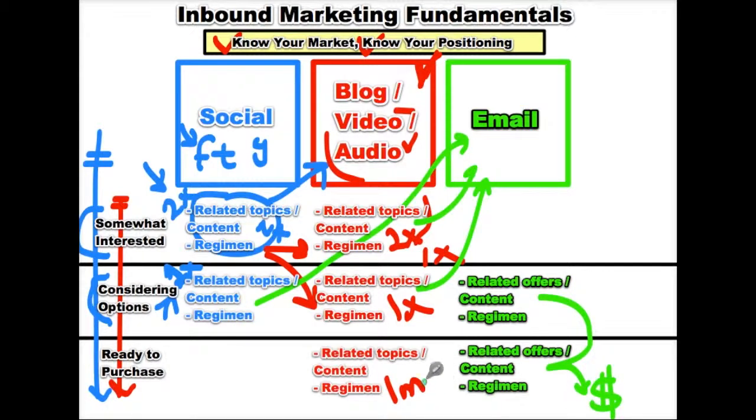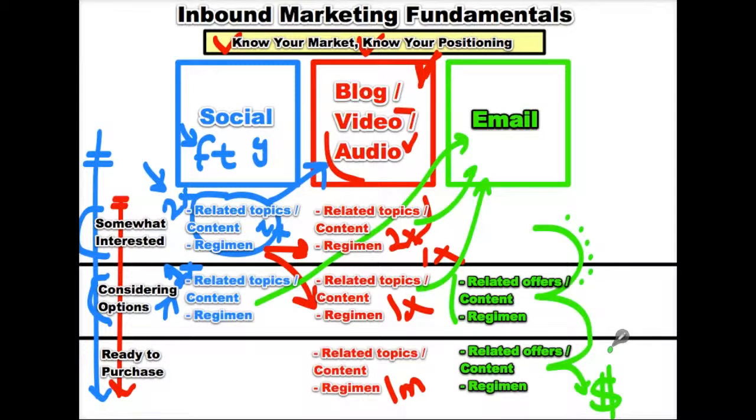So if we have some kind of opt-in that lets folks get a free nutrition guide, and they're now considering options in sort of the nutrition space, or maybe they're somewhat interested in the nutrition space, we'll need some kind of an autoresponder sequence, some kind of an automated email sequence that's going to take those folks, drip, drip, drip, email by email, to the point where they are now considering options, to the point where they are now ready to purchase, and then of course we get them to purchase.